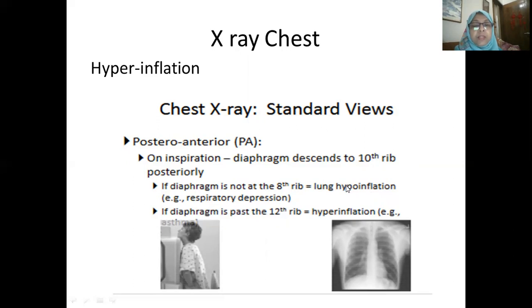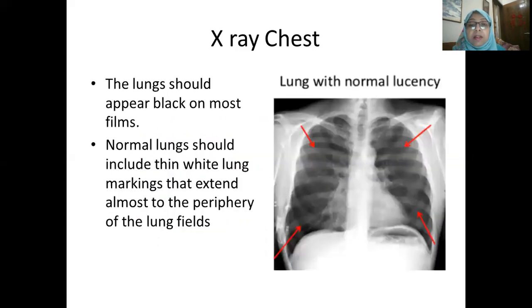How you can explain the hypoinflation and hyperinflation in adults? So the normal level is the 9th rib, normal inflation. Here it is normal. How can you say it is not hyperlucent? That is the normal lucency, a lung with normal lucency.